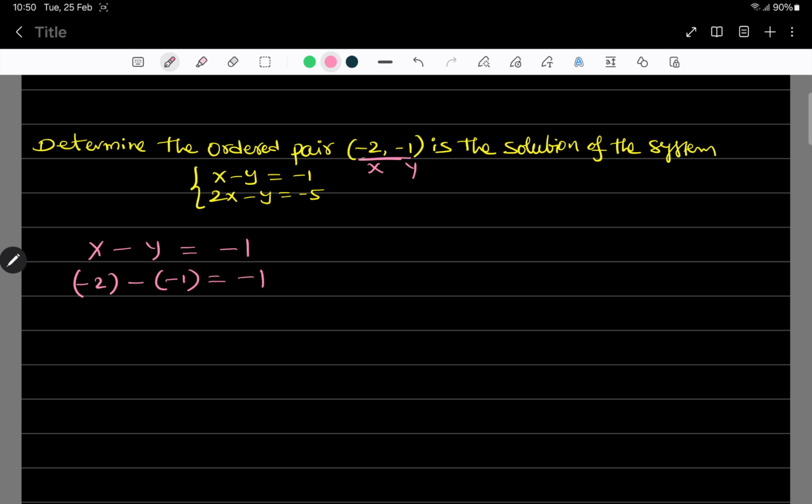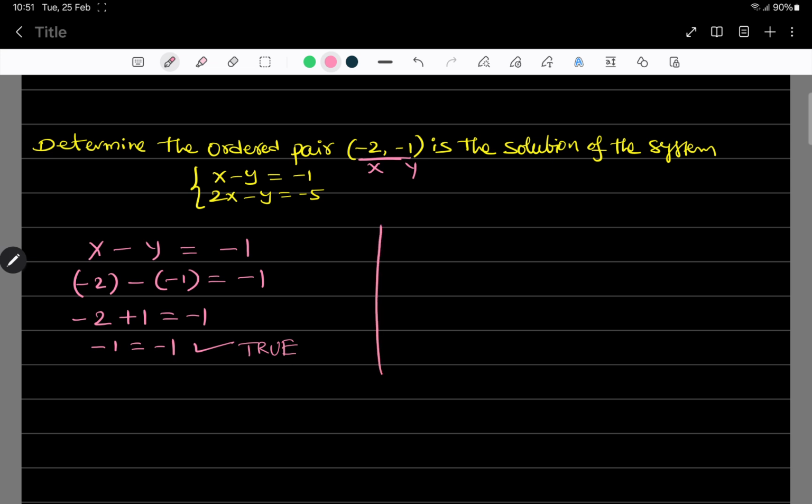When there is a negative sign, we should be very careful. Minus 2, now negative into negative 1 is positive 1. So negative 2 plus 1 gives you negative 1. So negative 1 is equal to negative 1. So this is true.